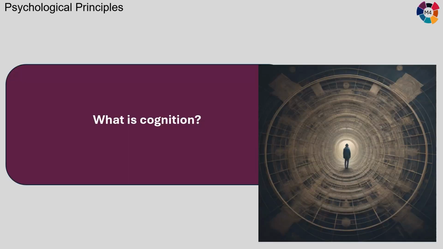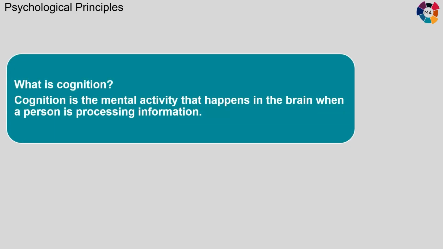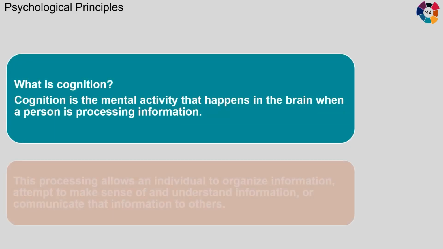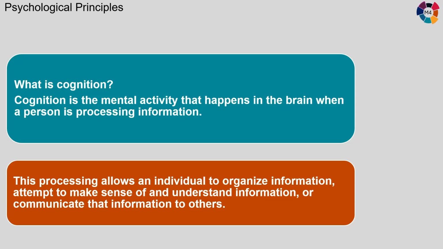So, what is cognition? Cognition is the mental activity that happens in the brain when a person is processing information. This processing allows an individual to organize information, attempts to make sense of and understand information, or communicate that information to others.